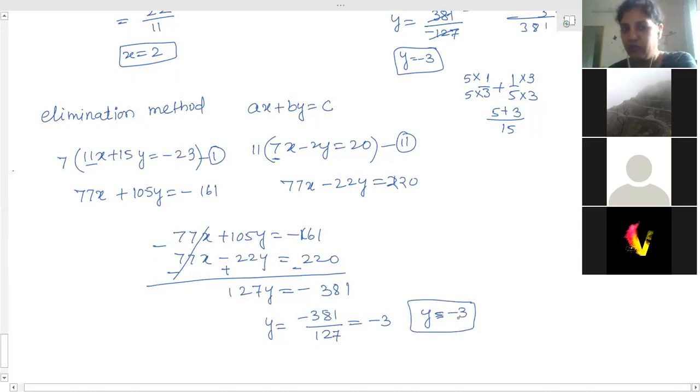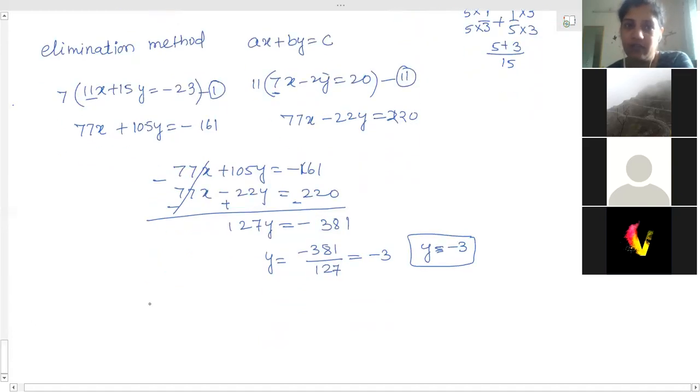Now substitute this value of y in any one of the equations. You have this one equation, second equation, third equation, four equations. So you have four equations. Any one of them, you have to substitute the value of y to get the value of x. The simplest one is 7x minus 2y is equal to 20. So I will replace in that.